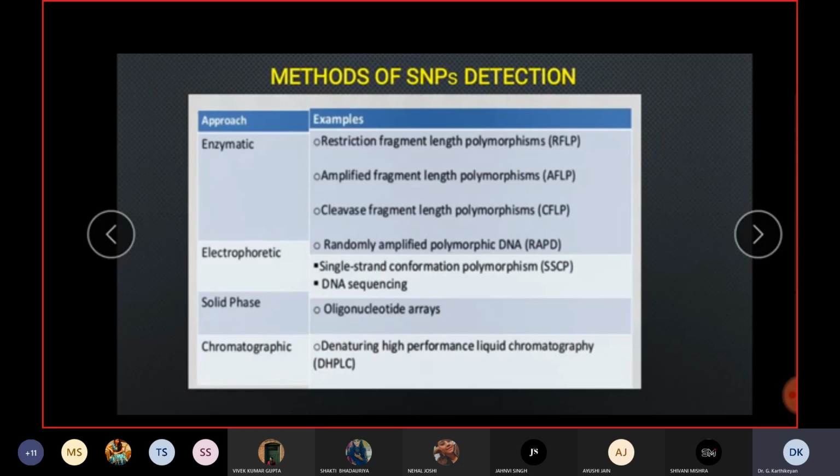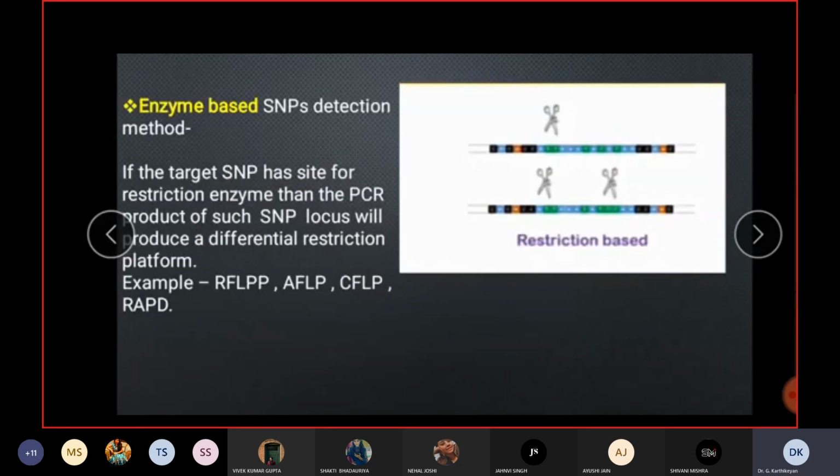Methods of SNP detection. SNP detection can be enzymatically based, electrophoretic based, solid phase based, or chromatographic based. Enzymatic based are RFLP, AFLP, CFLP, RAPD. Electrophoretic based: single strand conformation polymorphism, SSCP, and DNA sequencing. Solid phase based: oligonucleotide arrays. Chromatographic based: that is DHPLC, denaturing high performance liquid chromatography. Let's see the detection techniques one by one.